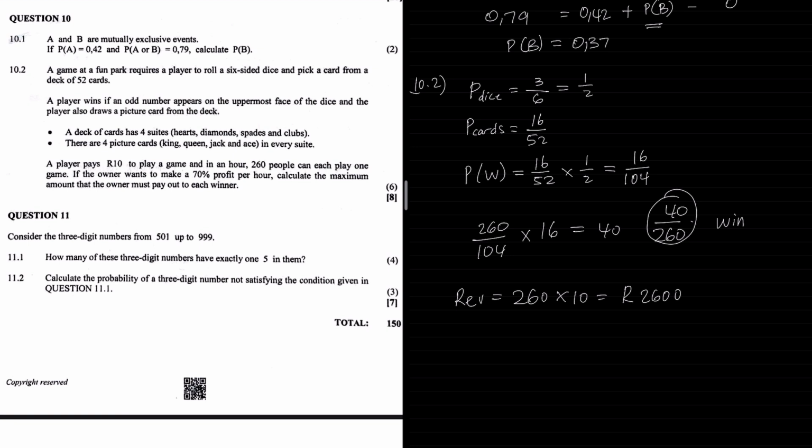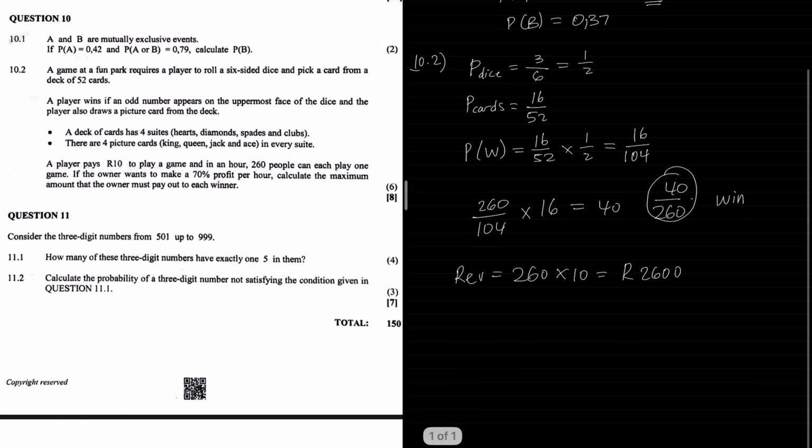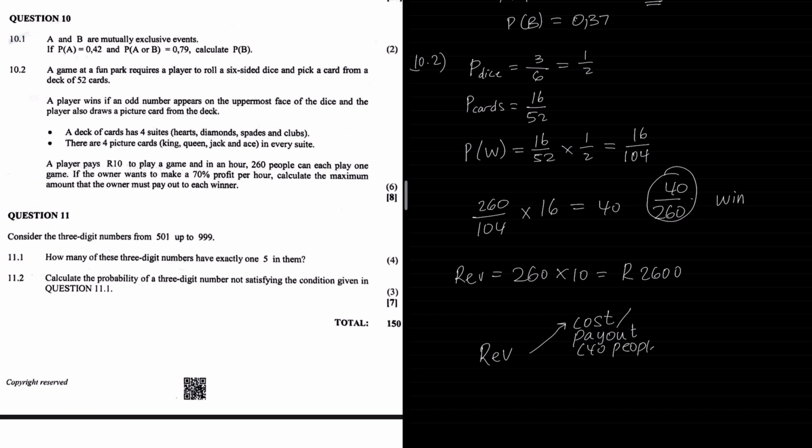Now we need to focus on the profit part. So we can think of it like this. The revenue that the person gets needs to be split up into two avenues. One avenue is going to be the cost, right? You could think of it as the payout. So this is the payout to the 40 people, right? To the winners.